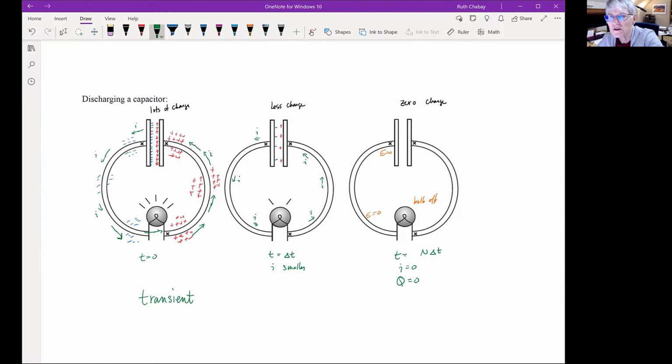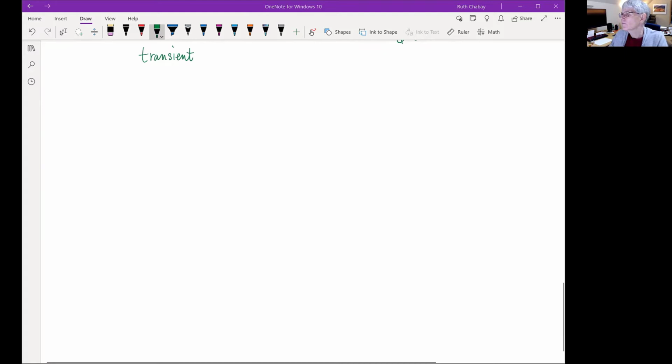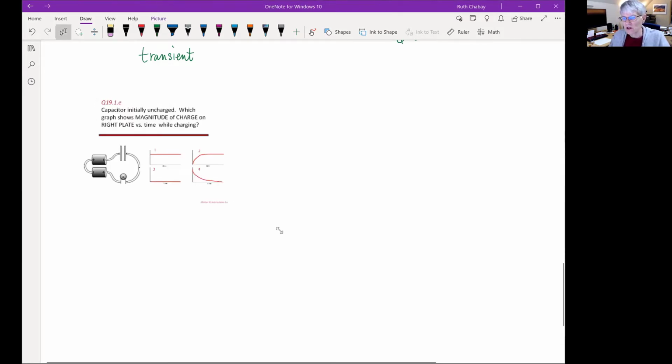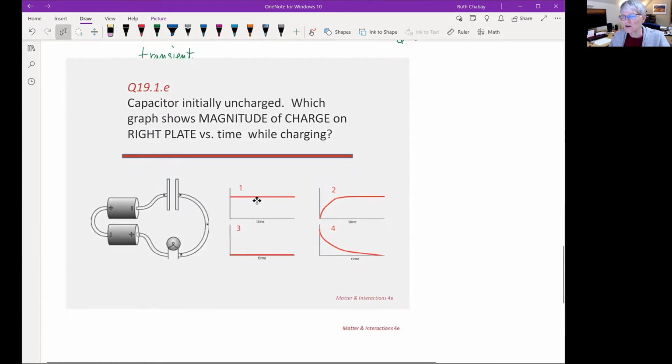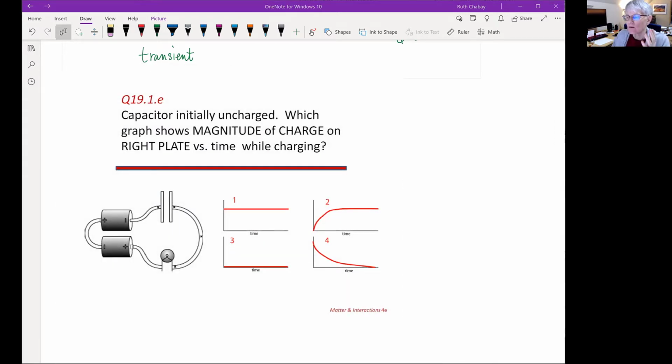So let's just try to summarize what we've seen in the form of some graphs, maybe. Let's talk about the charging process. We start out with the capacitor initially uncharged. And if we want to graph the magnitude, the absolute value, of the charge on the right plate versus time while it's charging, what would this graph look like?